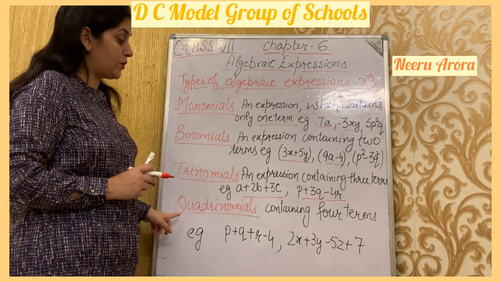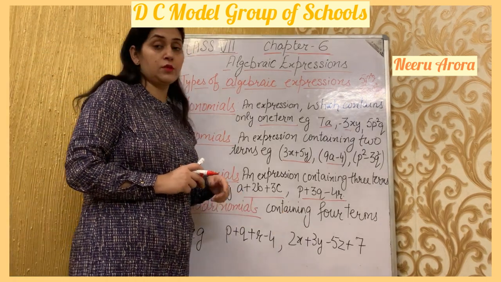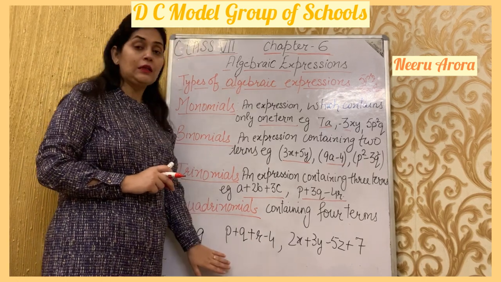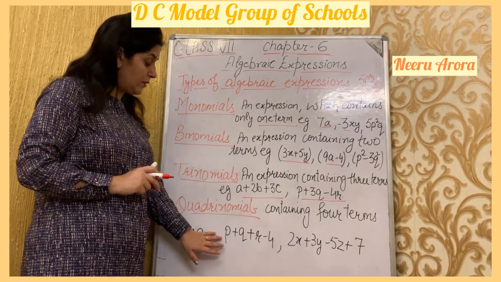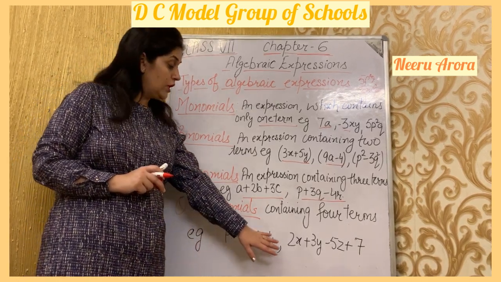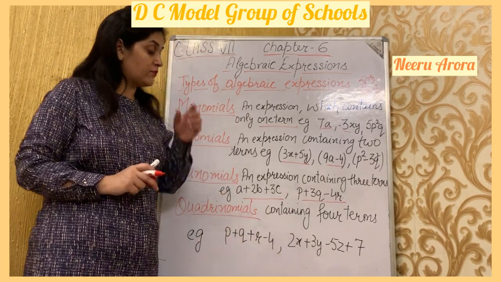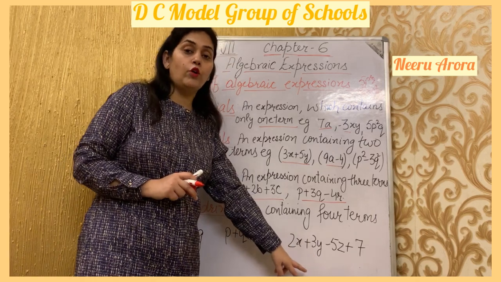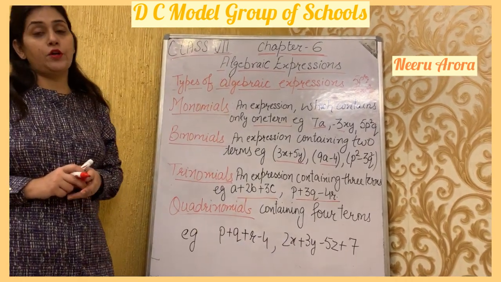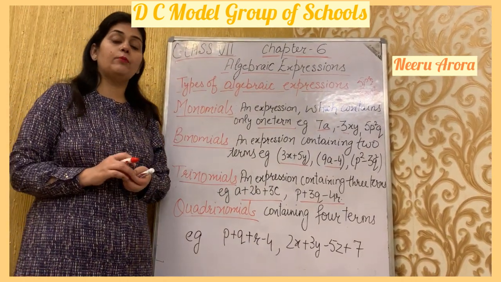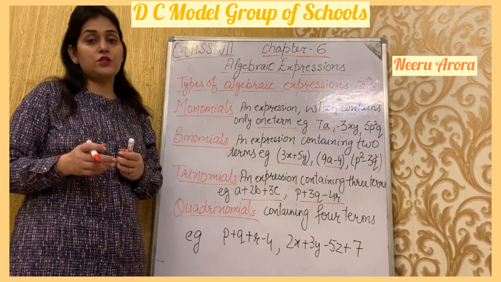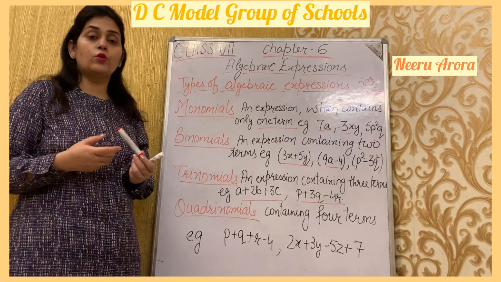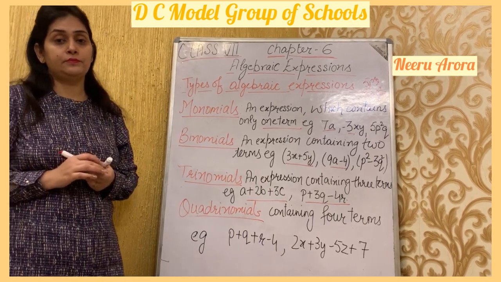Quadrinomials, an expression containing four terms. Any expressions which contain four terms is known as quadrinomials. So here it is p plus q plus r minus 4, 2x plus 3y minus 5z plus 7. So you can see here there are four terms. This is known as quadrinomials. So now another one is general polynomials. Any expression which contains two or more terms is known as polynomial.